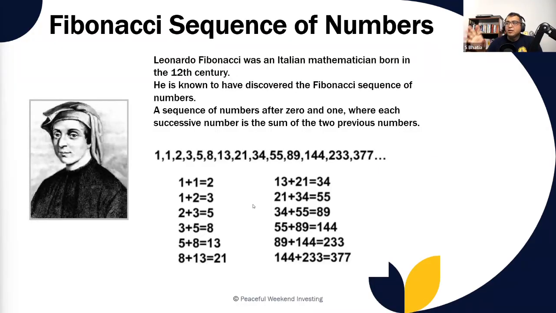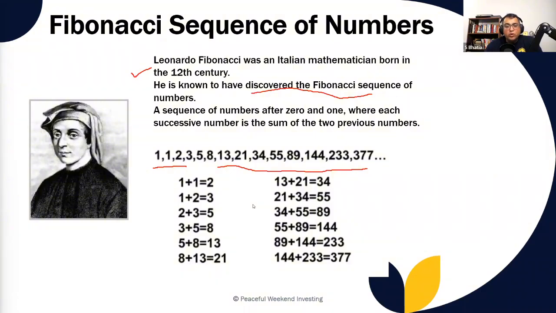The Fibonacci sequence, as I said, was discovered by Leonardo Fibonacci, an Italian mathematician born in the 12th century, so it's quite old. Obviously, it is not something new. He discovered the Fibonacci sequence, and that sequence starts with you adding the previous number and keep on making the sequence. You add 1 plus 1 is 2, 2 plus 1 is 3, 2 plus 3 is 5, and you keep adding and going on. And that's the Fibonacci number.